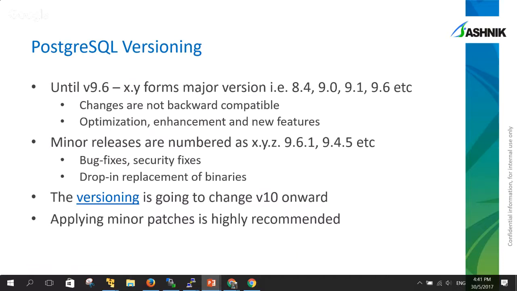Minor releases are numbered as the last part of your version system. So if your version is displayed as 9.6.1, 9.6 will be the major version and .1 is the minor version, or the bug fix on top of the GA release. Similarly, other releases will also have their own latest minor version available.